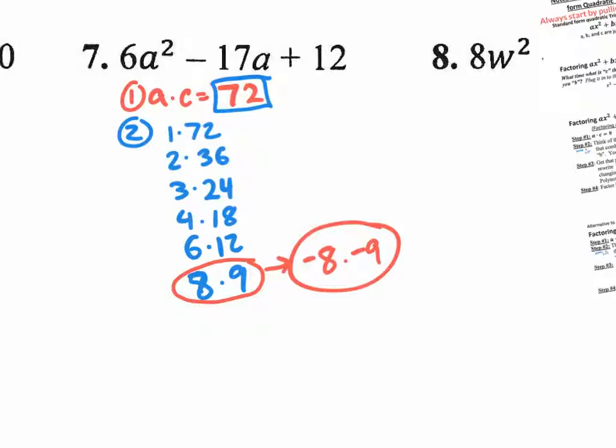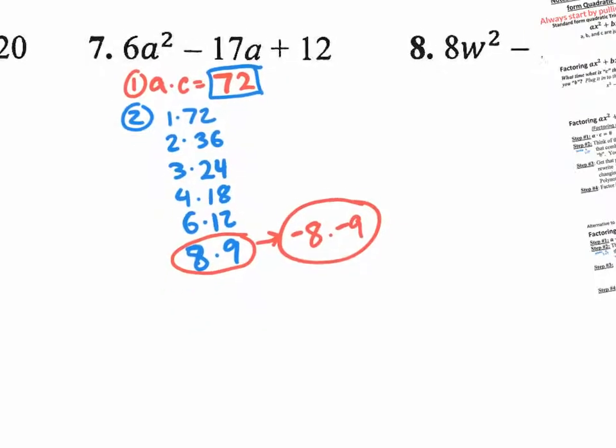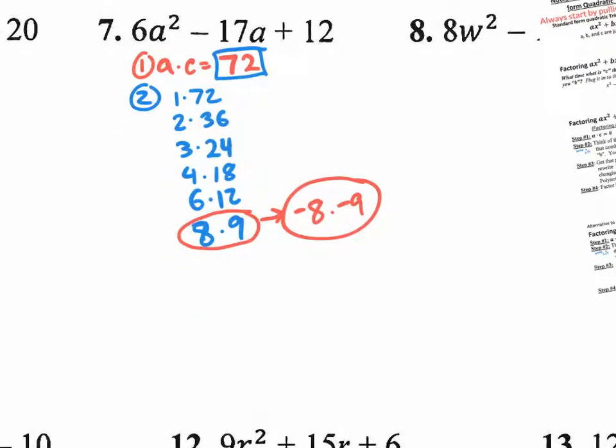Now, I either use the shortcut or factoring by grouping. I want to go with the shortcut because it's a little easier. The shortcut is to write your factored form answer format with your A term. Your A, which is 6, and there is no X, it's an A this time. So what am I going to write right here? 6A and 6A. So let's first write down the 6A's. And then we take this pair of numbers from step 2, and we simply plug them in right here and here. So 6A minus 8 and 6A minus 9.